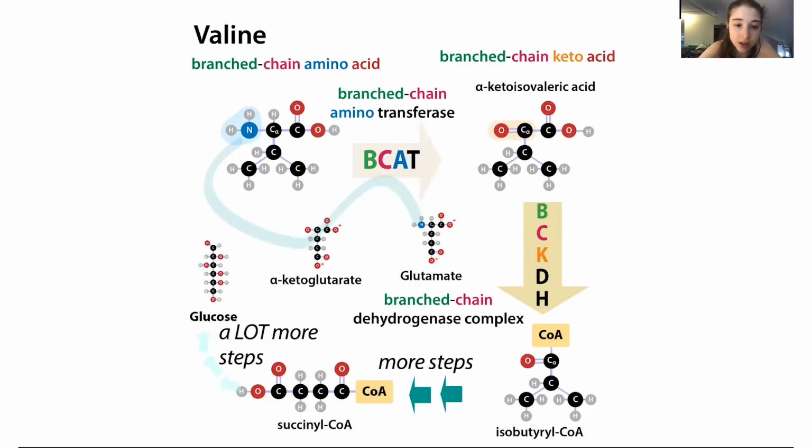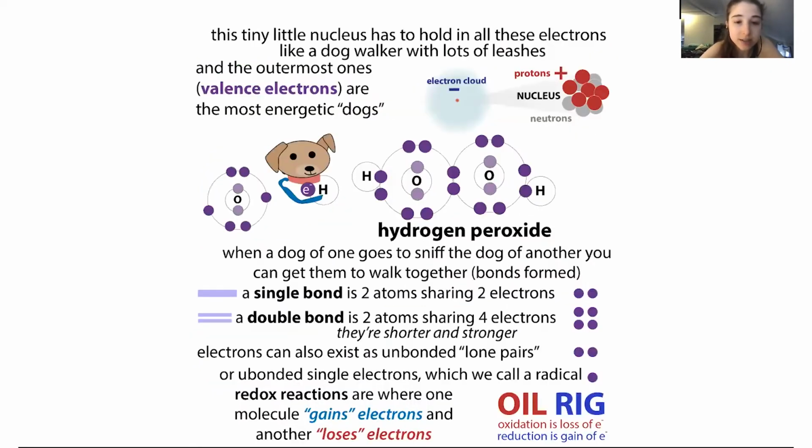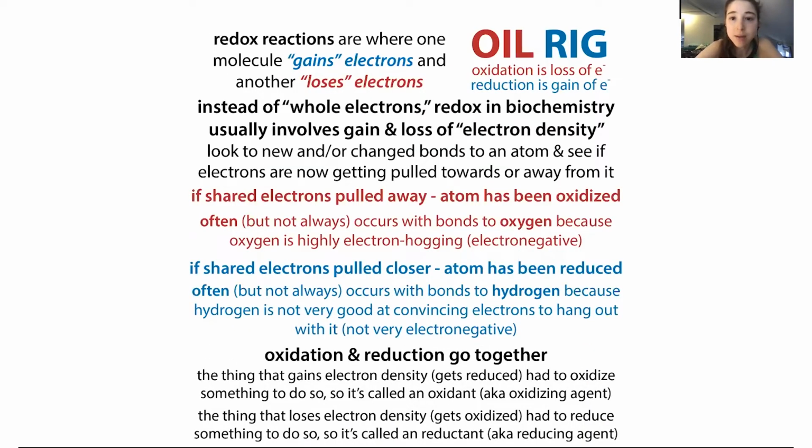Okay, so oxidation and reduction. There's much more on this in my post from a couple days ago. But basically, oxidation is loss of electrons or electron density, and reduction is gain of electrons or gain of electron density. And in biochemistry, oxidation is often associated with the gain of a bond to oxygen, and reduction is the gain of a bond to hydrogen or the loss of a bond to oxygen.